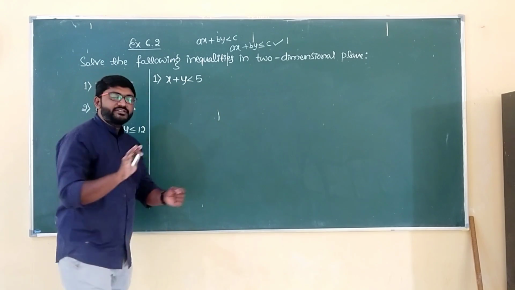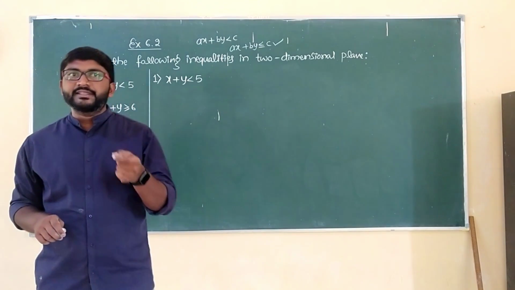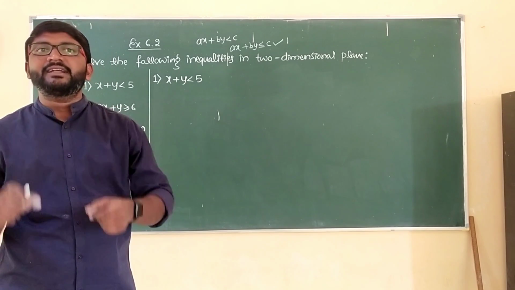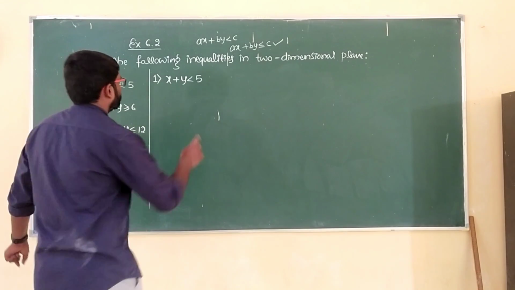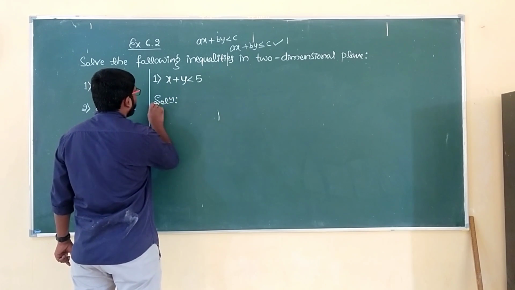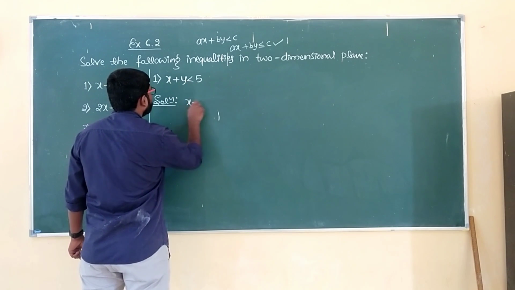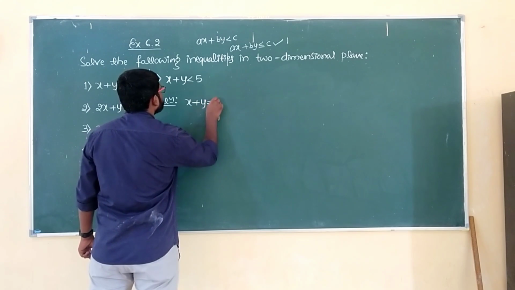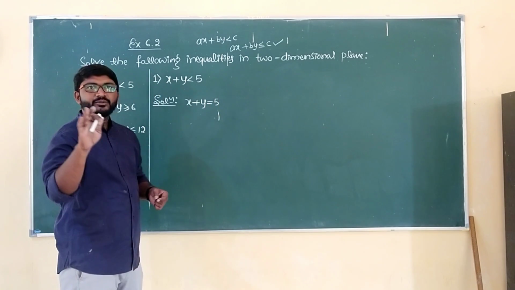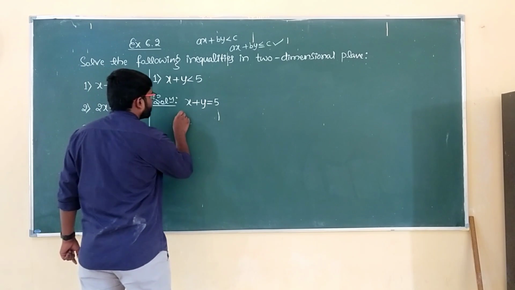So here the procedure is, whenever the inequality is given, for plotting the graph we have to remove the inequality sign and write the equal sign: x plus y equals 5. Now for this equation we have to write the table. Let us write the table.